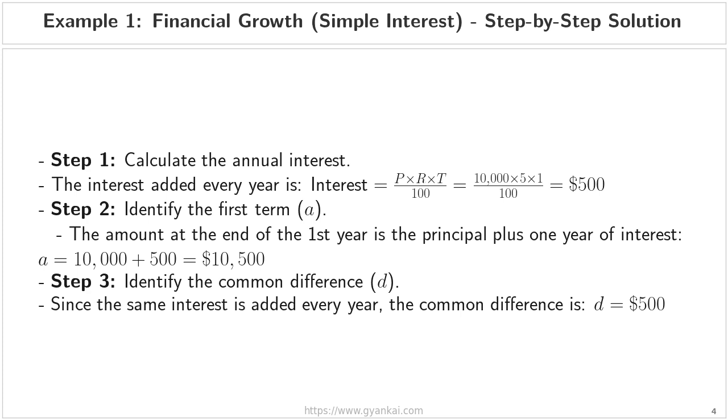Now that we have established our scenario in the previous slide, where we are looking at a $10,000 deposit with 5% simple interest, let's walk through the first 3 steps of our solution. Now that we have identified A and D, we will move to the next slide to determine our N value and complete the calculation.